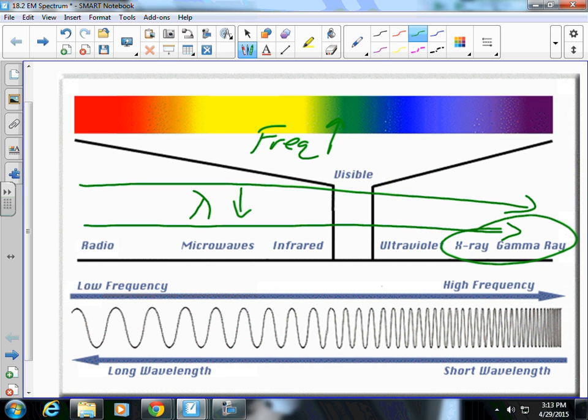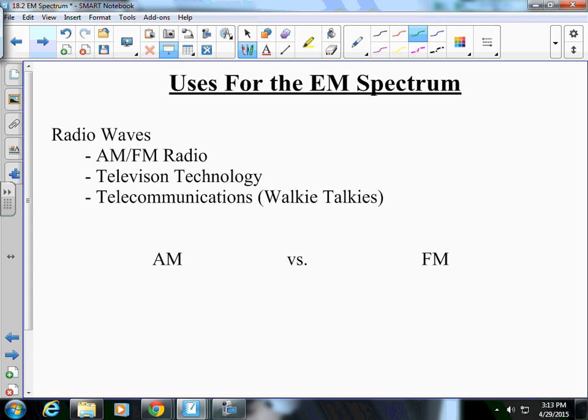So, again, the 7 types of electromagnetic radiation: radio, microwave, infrared, visible, ultraviolet, X-ray, and gamma ray. You're going to have to be responsible for at least knowing one thing that we use in society that revolves around each different type of radiation. So we have radio waves. They're used for satellite communications. They're used for telecommunications like walkie-talkies and CB radios that truckers use. All of those things use radio waves, as do AM and FM radio.